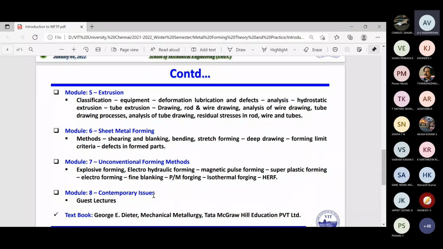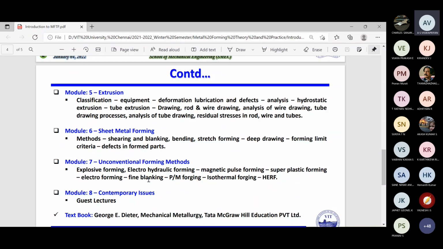Like in machining, we have talked about conventional machining and unconventional machining. Here also we'll talk about explosive forming, then powder metallurgy forming, fine blanking. Whenever we have some, why are we going for unconventional? Because if we have some deficiency in conventional, then to overcome that, we go towards unconventional forming.